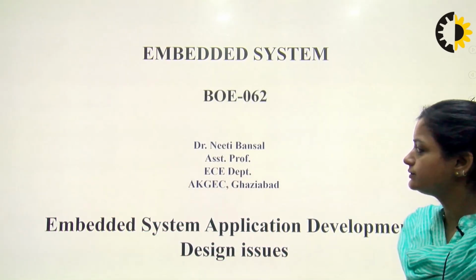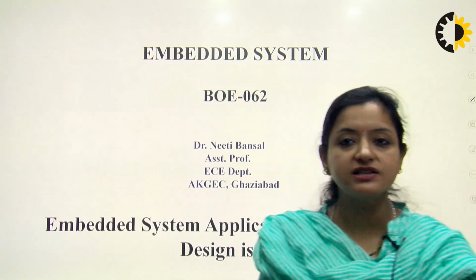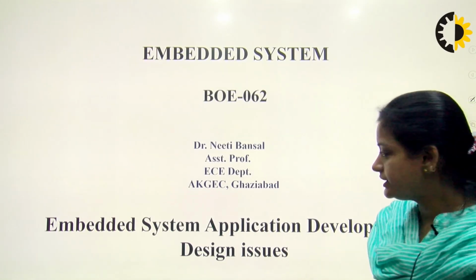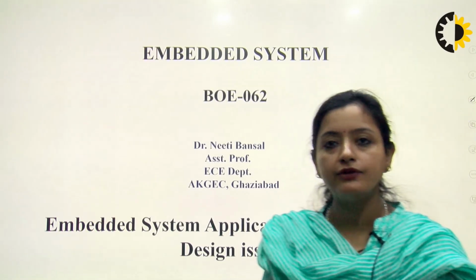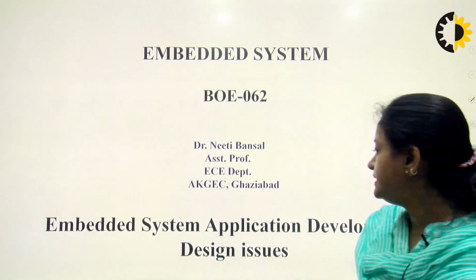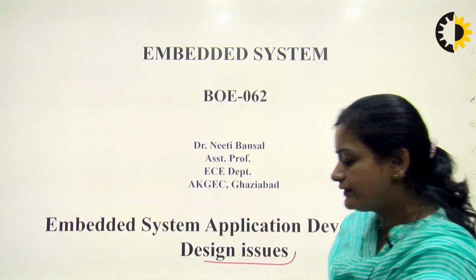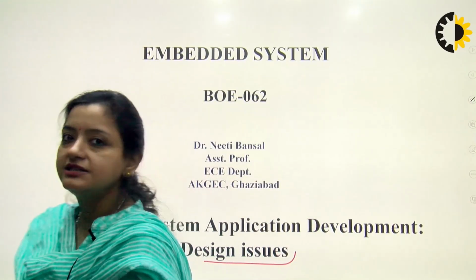Embedded system is an open elective subject with the code BOE 062 and it runs across various branches of B.Tech in third year. Now the topic which we are going to study today is from unit number 5 of embedded systems and it is embedded system application development design issues.